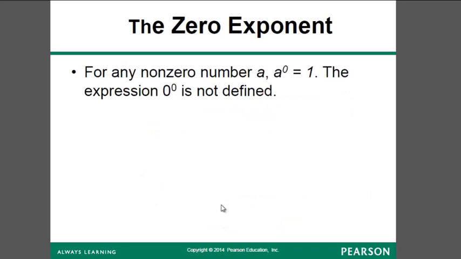The zero exponent. For any non-zero number, if you raise it to the 0 power, it becomes 1. 0 raised to 0 is not defined. We can't raise 0 to the 0 power. Anything else raised to the 0 power is 1.